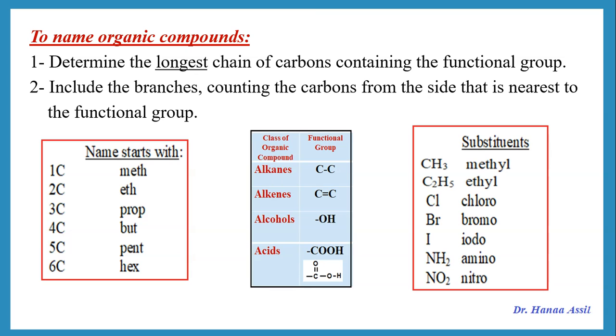And then we look at the substituents or the branches. If it has just one carbon, it's a methyl something, 2 carbons an ethyl something. And if it has some other substituent like chlorine or bromine or iodine and so on, then it could be a chloro something, bromo, iodo, amino, nitro, and so on. So let's just remind ourselves, how do we name this?